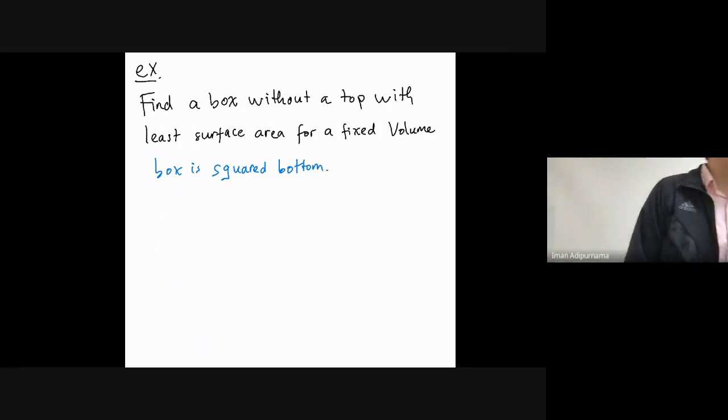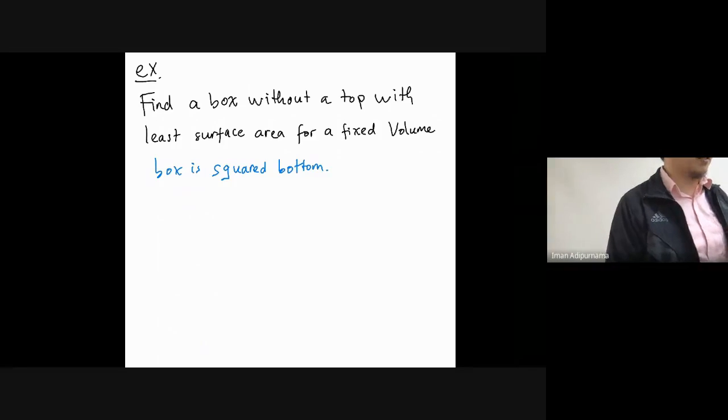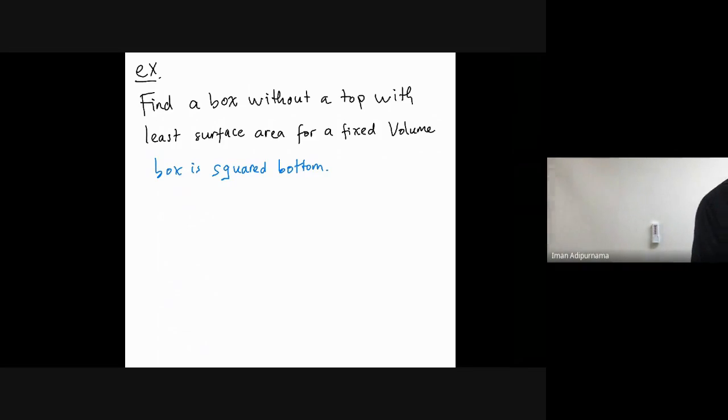And now the question is corrected. Okay? Let me read the question. Find a box without a top with least surface area. So your area will be your optimization, and it will be asking for the minimum. Okay, the least surface, for a fixed volume.